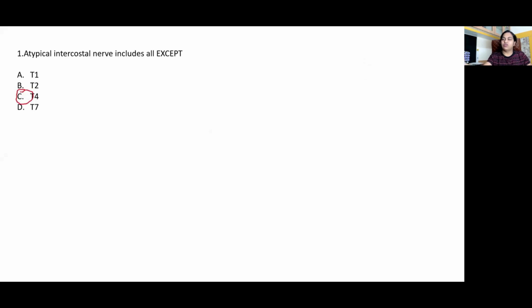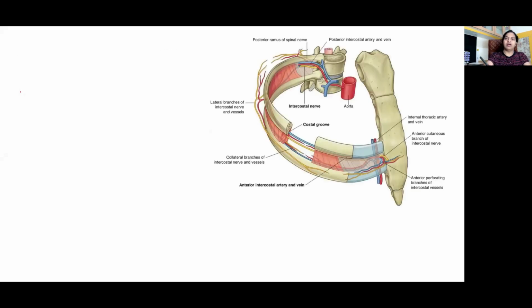So what do you mean by intercostal nerve? The ventral rami of the thoracic spinal nerve. Yeah, T1 to T11. They run in between the ribs in the intercostal space and they are called intercostal nerves.